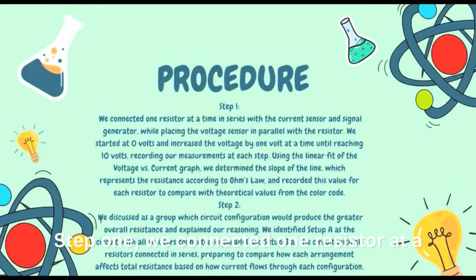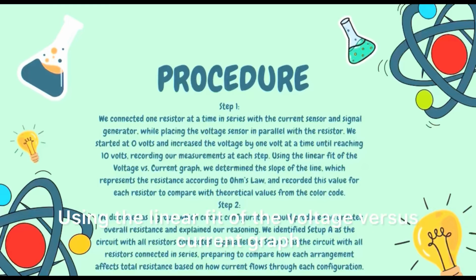Procedure. Step 1. We connected one resistor at a time in series with the current sensor and signal generator, while placing the voltage sensor in parallel with the resistor. We started at 0 volts and increased the voltage by 1 volt at a time until reaching 10 volts, recording our measurements at each step.